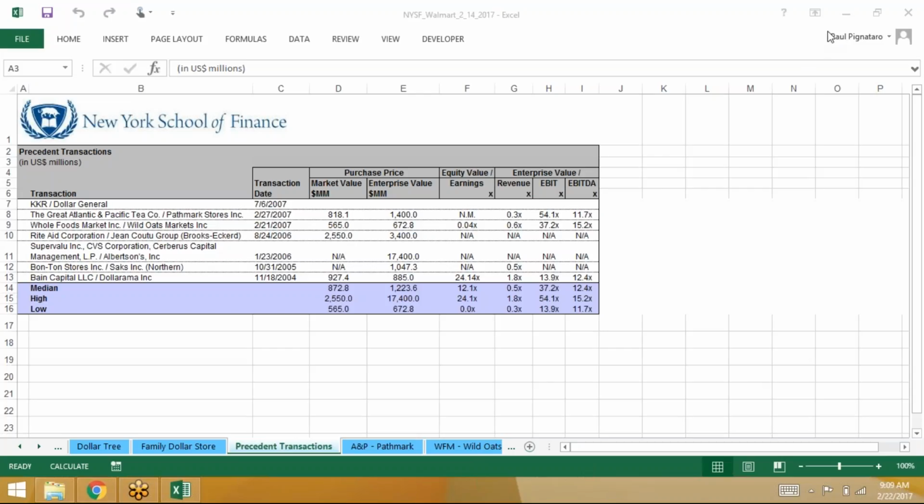Okay, so today we're going to go through precedent transactions. I want to complete the valuation analysis, and then I'll post the final model. We're going to go through that today.